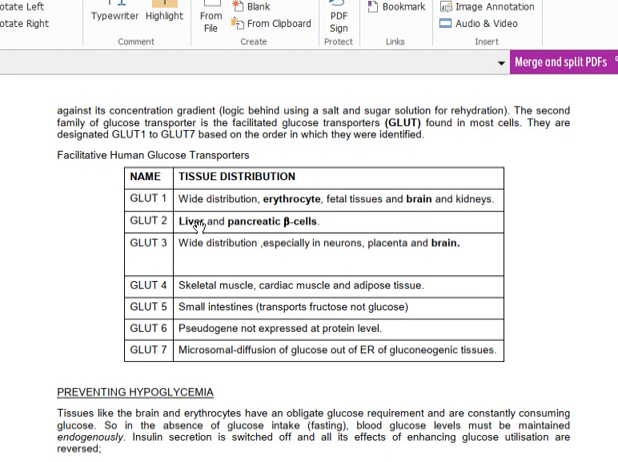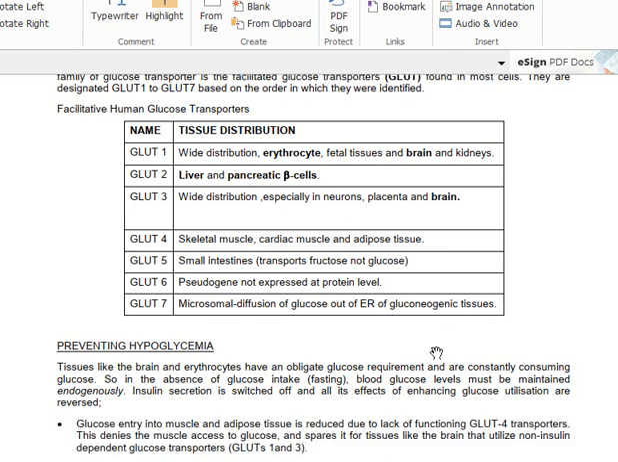Glucose transporter 2 is found on the liver and the pancreatic beta cells. Is it clear? For the release of the insulin. Glucose transporter 3 is also widely distributed, especially in neurons, placenta, and the brain. Glucose transporter 4 we have already seen. Glucose transporter 5 is in the small intestine. It transports fructose, not glucose. Glucose transporter 6 is a pseudogene not expressed at the protein level, and glucose transporter 7 is a microsomal transporter for diffusion of glucose out of the endoplasmic reticulum of gluconeogenic tissue.